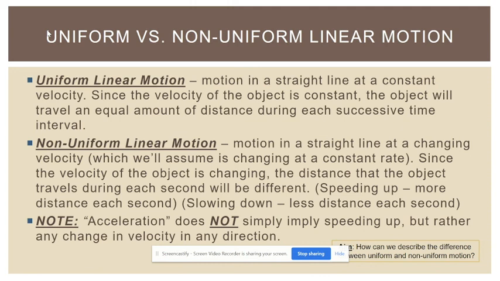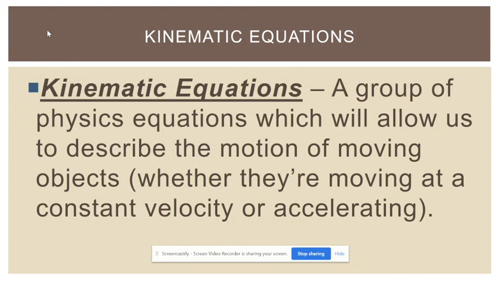And with that, we're now ready to address the equations of accelerated motion. Equations for accelerated motion, if you remember from honors physics, are called kinematic equations. And the kinematic equations are a group of physics equations which will allow us to describe the motion of moving objects. And that's actually true whether they're moving at a constant velocity or if they're accelerating. And because we're going to need to have a lengthy discussion about those equations, we'll save that for Tuesday.